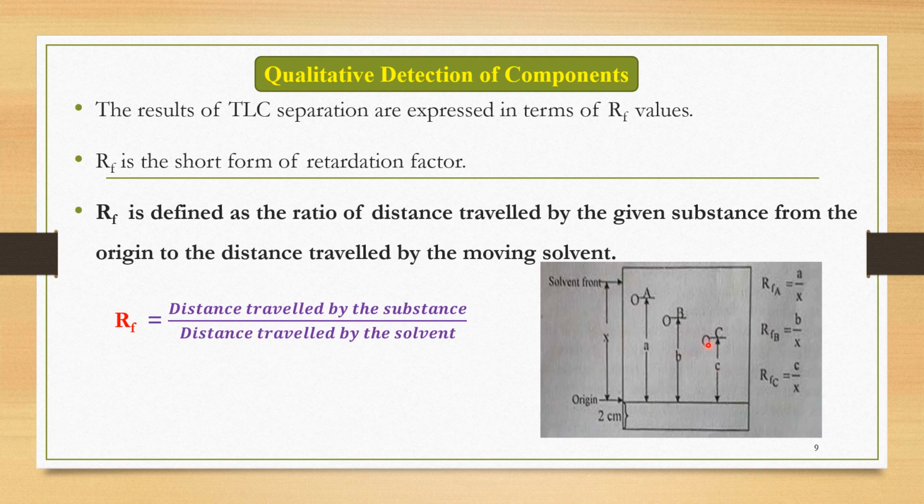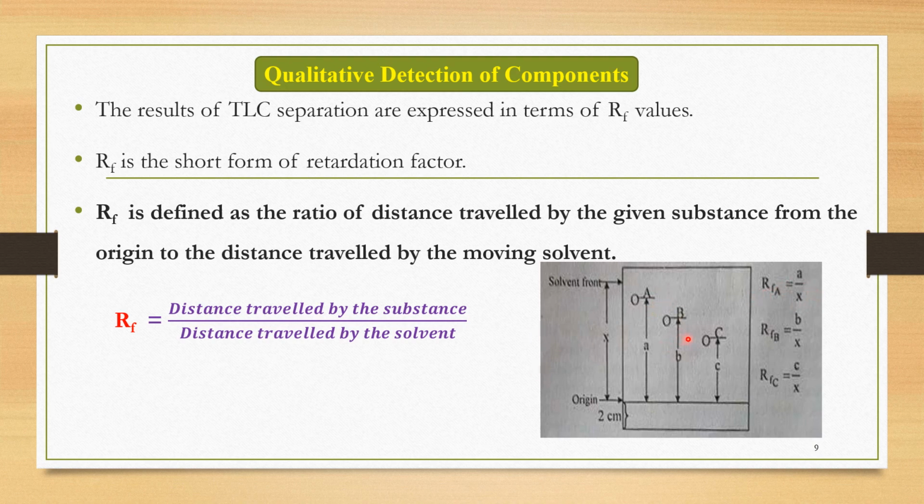If we want to calculate the RF values of these three spots, how do we do it? First of all, the RF value for spot A is calculated as RA, which is equal to small a, the distance traveled by spot A from the origin, divided by the distance traveled by the solvent from the origin, which is x. So the ratio a divided by x is the RF value for sample spot A.